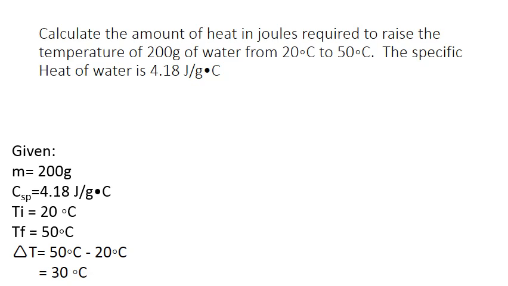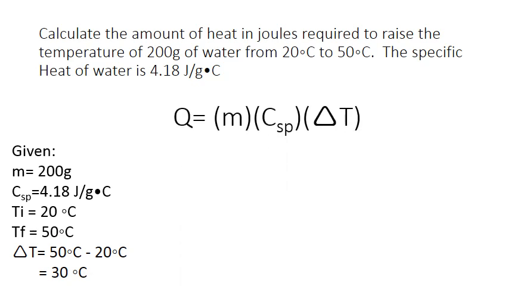The next step is to determine which equation we need in order to solve this problem. Since we want to know the heat, we're going to use the heat equation. So Q is heat, and heat is equal to the mass times the specific heat times the change in temperature. So Q tells us how much heat we have to add in order to raise the temperature of this mass by that many degrees, or the temperature change.